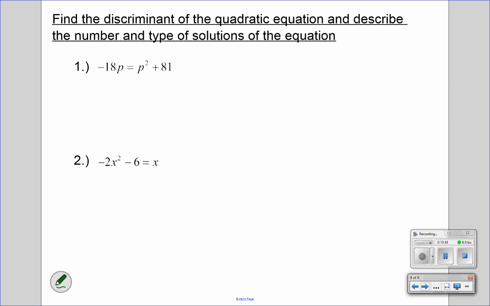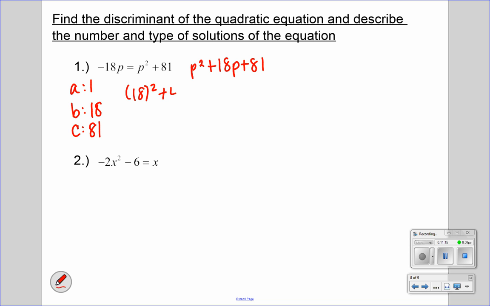All right. Let's practice 2 more of these. Now these aren't in standard form, so we have to put them in standard form to get this right. So let's add the 18 to get p squared plus 18p plus 81. So a is 1, b is 18, c is 81. So we're going to do b squared, 18 squared, minus 4ac, which is 81. Oh, my mistake. Got to make sure to have that correct. 18 squared is 324 minus 4 times 81, which is 324. So our discriminant is 0, so we get 1 real solution.